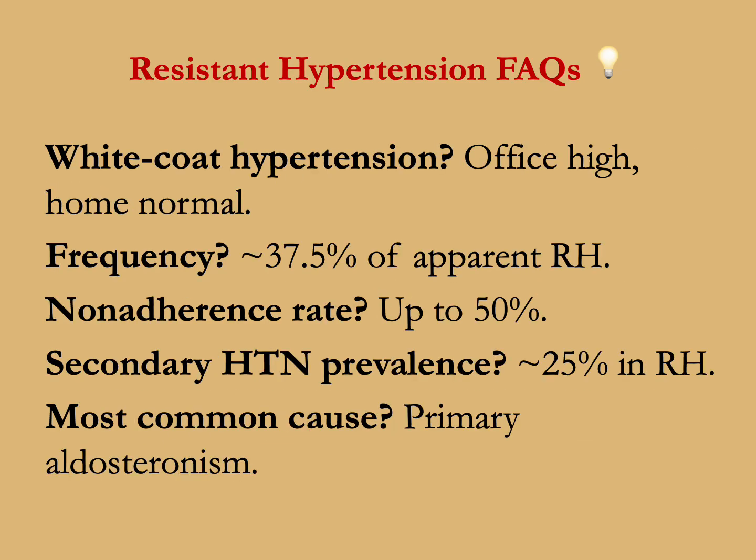White coat hypertension, where the blood pressure is high in the office and normal at home. Frequency, about 37.5% of the apparent resistant hypertension. Non-adherence rate, up to 50%. Secondary hypertension prevalence, about 25% in resistant hypertension. Most common cause, primary aldosteronism.